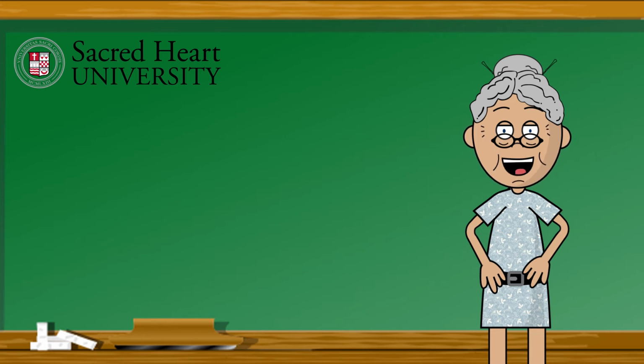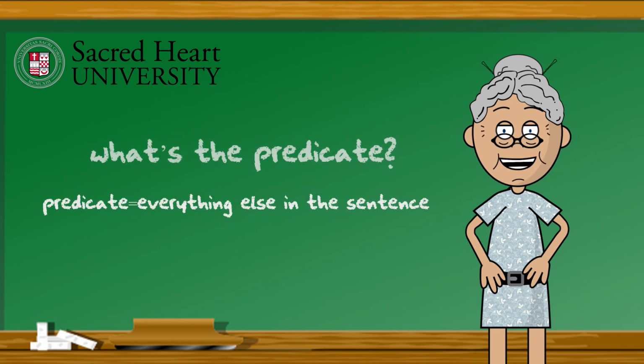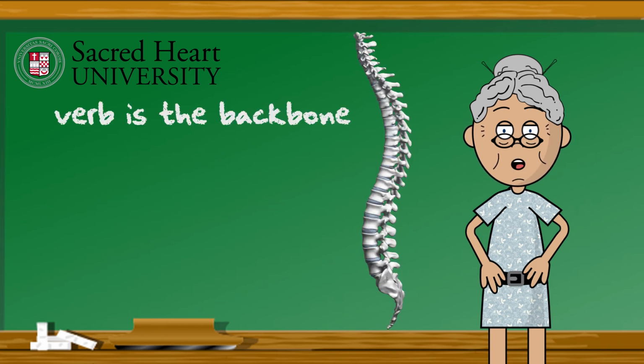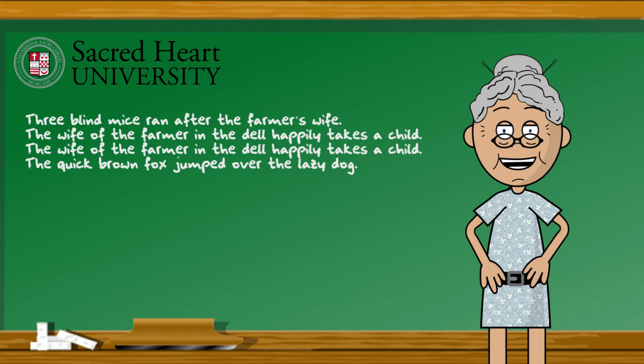So, we know what the subject is. What's the predicate? The simplest way to explain it is to say that the predicate equals everything else in the sentence, apart from the subject. Now, every predicate will have a verb, because as we said, the verb is the backbone of the sentence. Stop the video for a minute and see if you can find the predicates in the sentences we looked at before. 3 blind mice ran after the farmer's wife.